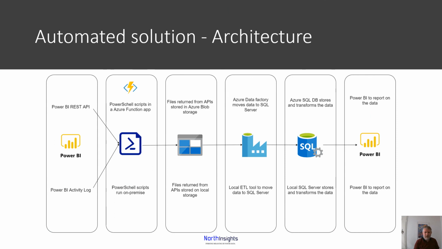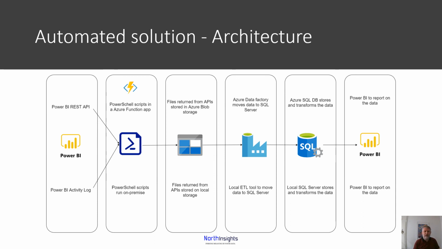As I said before, I also wanted to talk a little bit about automation. I have created this architecture here, which is a fairly simple one. The top line is if you're in the cloud, the bottom is if you're on premise. So basically, getting the data out of the REST API and the activity log, and optionally Azure Active Directory, using PowerShell scripts. If you're in the cloud, you can use them as an Azure Function app. If you're on premise, you can run it by using the SQL Server Agent or something like that.